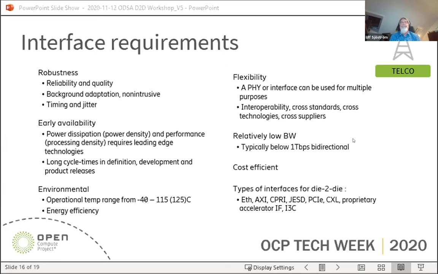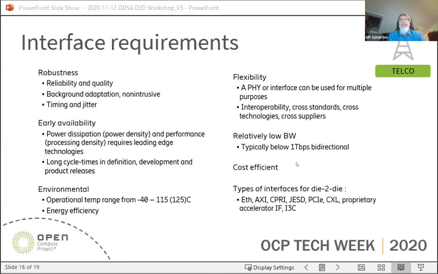I would say up until now, at least, we've been looking at quite limited bandwidth over the interfaces. Typically, we are below 1 terabit bidirectional between any SoCs. All technology needs, of course, to be cost efficient.